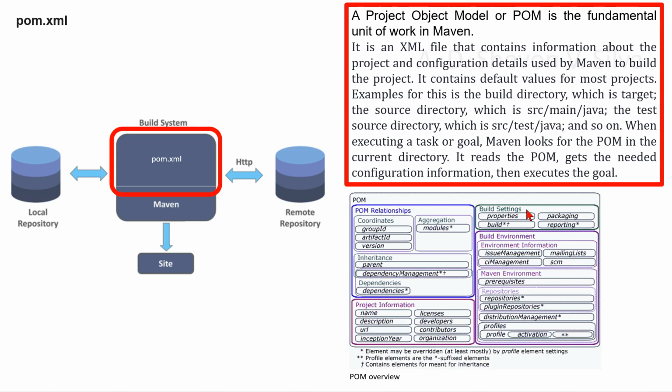In build settings, in this section we customize the behavior of the default Maven build. We can change the location of sources and tests. We can add new plugins. We can attach plugin goals to the lifecycle, and we can customize the site generation parameters.